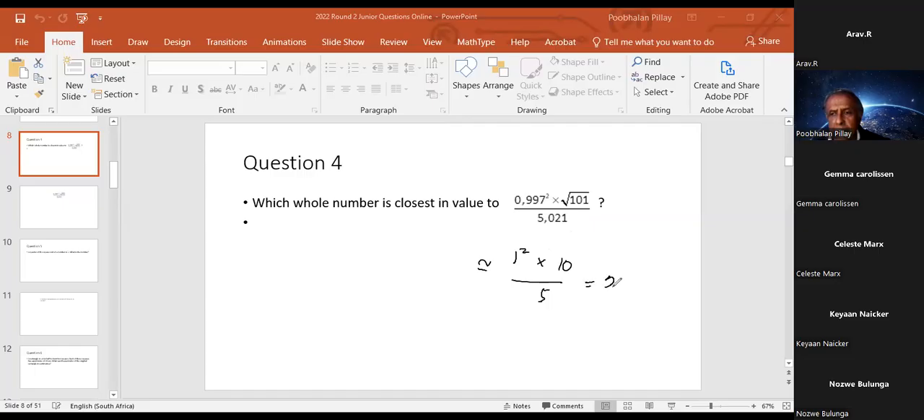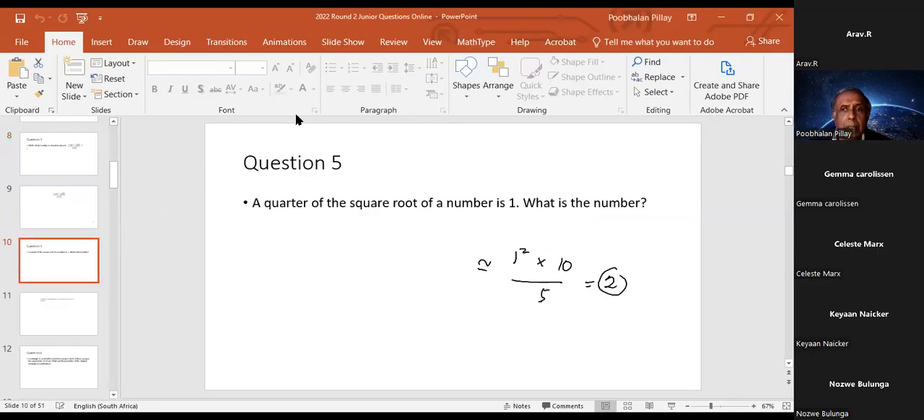So the answer is 2. 1 squared is 1. And 5 goes into 10 2 times. Okay, so that was easy enough. So you can see the first few questions are warm-up questions. You don't require too much thought in them. Now we're getting on to some problematic questions.